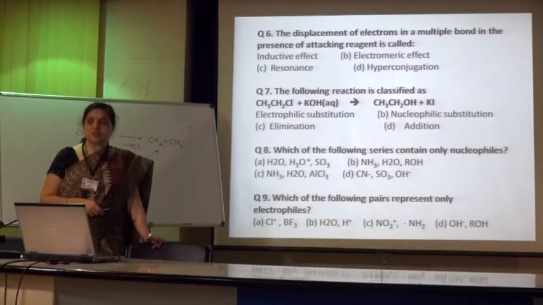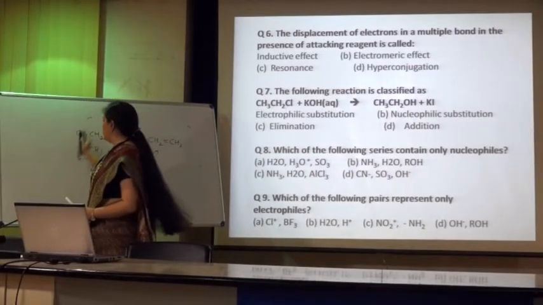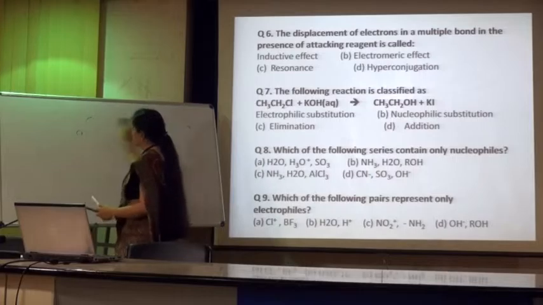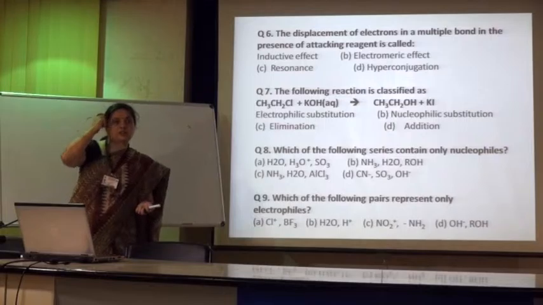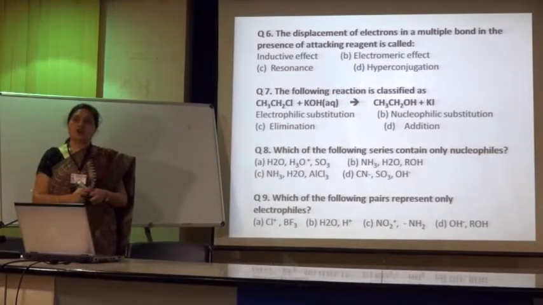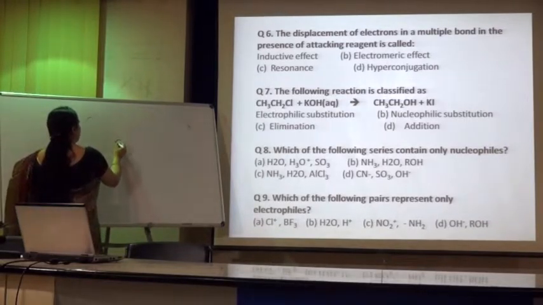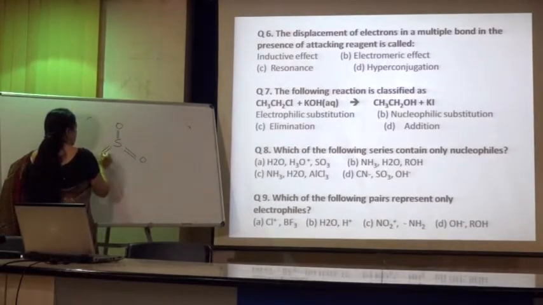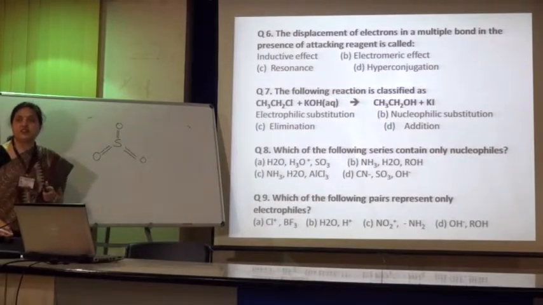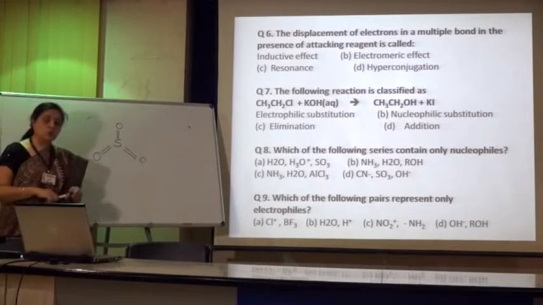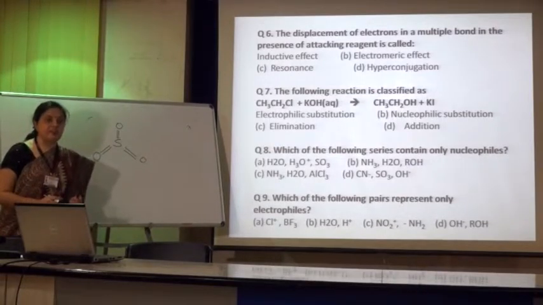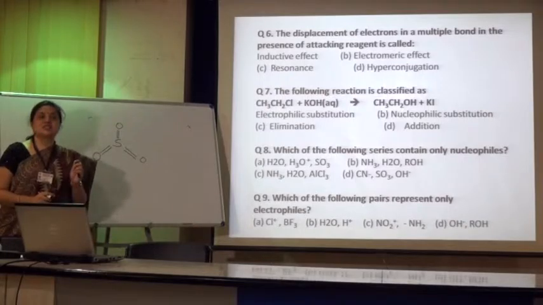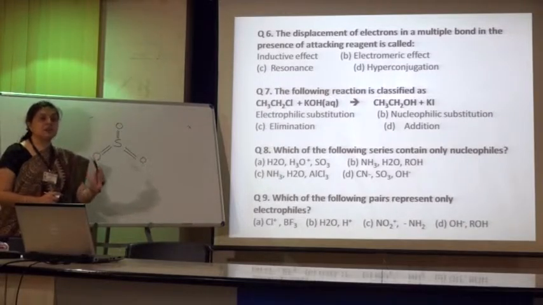Where are the lone pairs of electrons? On which atom? There are two elements here, sulfur and oxygen. So on which do you have lone pairs of electrons? Oxygen. See, this is sulfur trioxide. And please do remember, sulfur trioxide is an electrophile. Okay, it is an electrophile, and the reason I am telling you why.